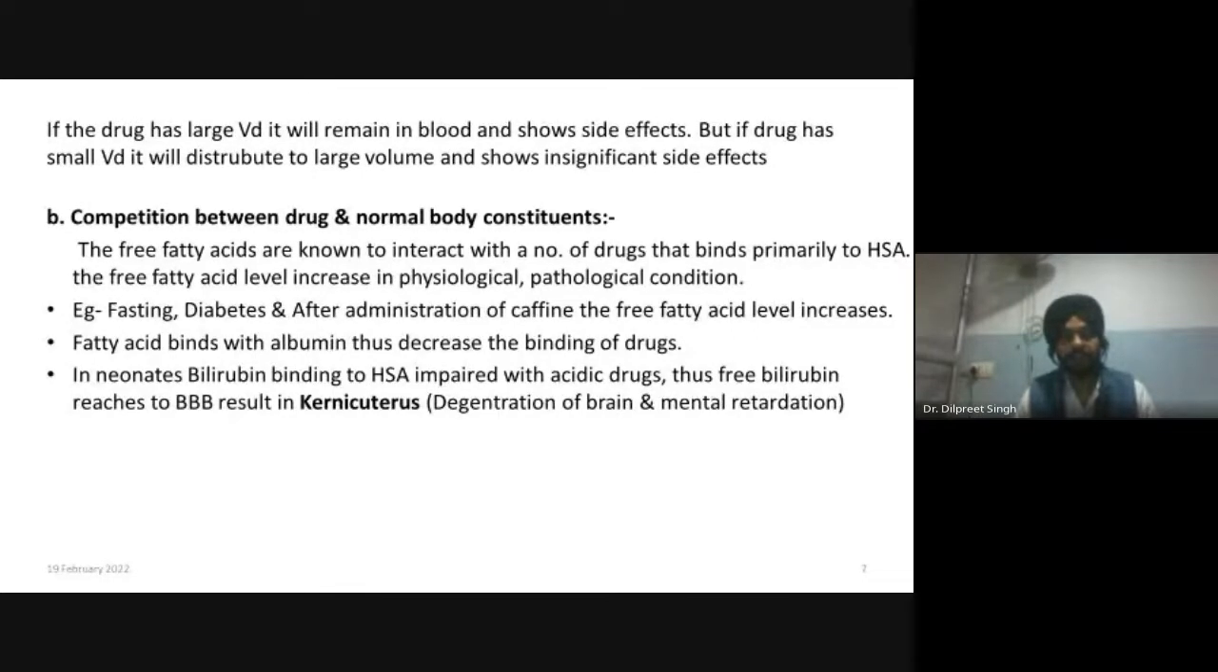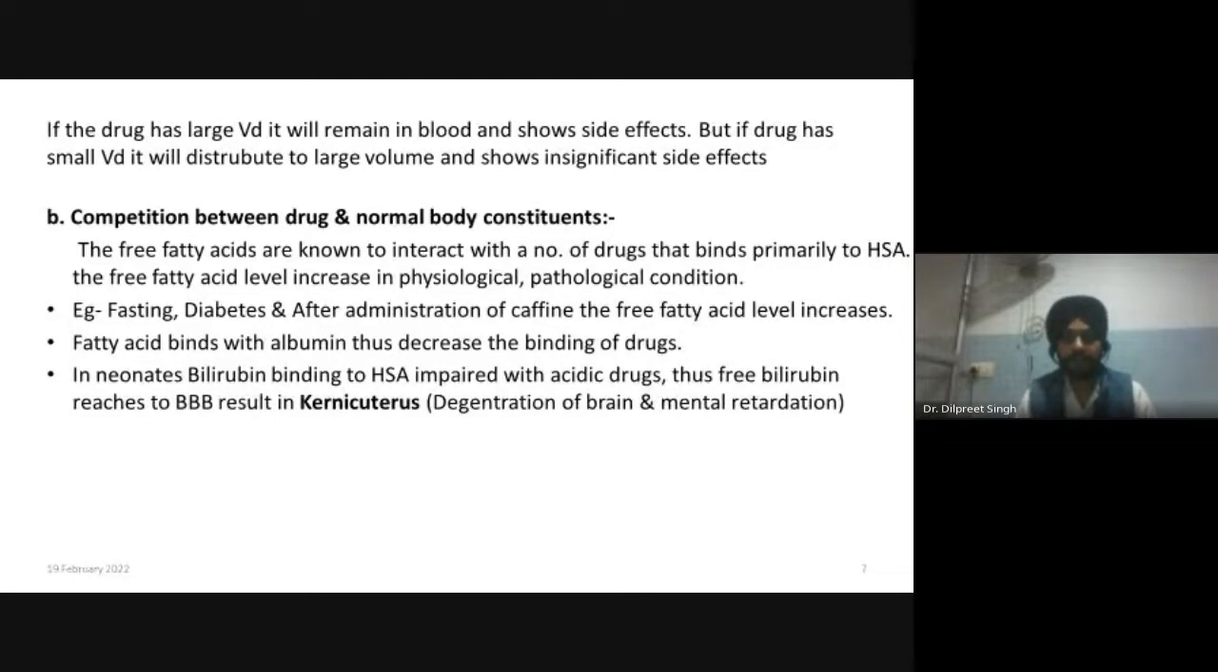So when we talk about competition between the drug and normal body constituents, the free fatty acids available in the body are known to interact with a number of drugs that bind primarily to human serum albumin. That leads to an increase in free fatty acid levels, resulting in a diseased or altered physiological or pathological condition. Examples are fasting diabetes, or after administration of caffeine, the free fatty acid level increases.